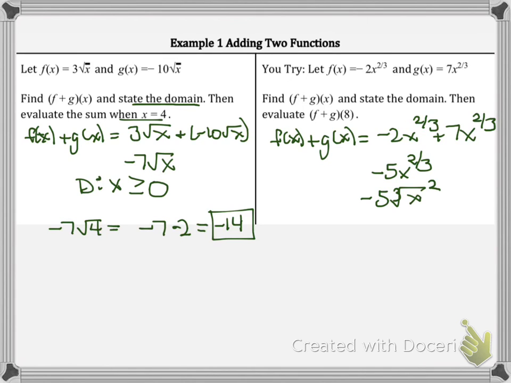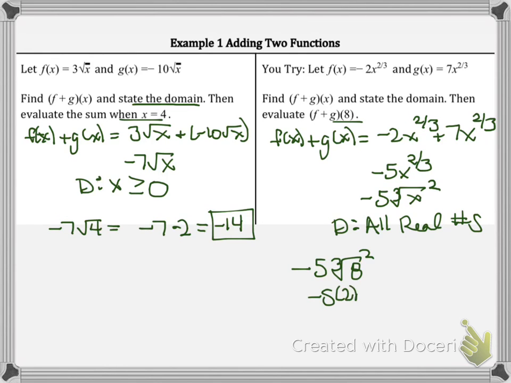So our domain in this case, looking at it, because we have a cube root, is all real numbers. We have no restrictions at all. Then we're supposed to plug in 8 to evaluate when x equals 8. So negative 5 cube root of 8 squared. So negative 5 times 2 squared is negative 5 times 4, or negative 20.